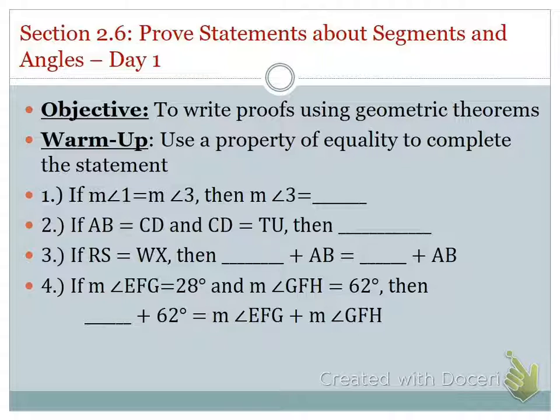If the measure of angle 1 is equal to the measure of angle 3, then what's true about the measure of angle 3? It's equal to the measure of angle 1. What property tells us that? Symmetric. Good. If AB is equal to CD and CD is equal to TU, then what can we conclude? AB is equal to TU.